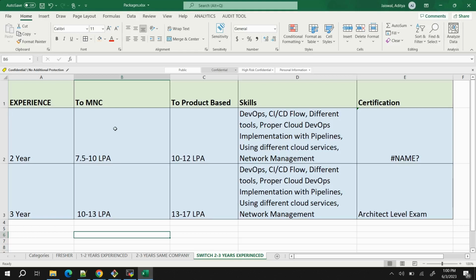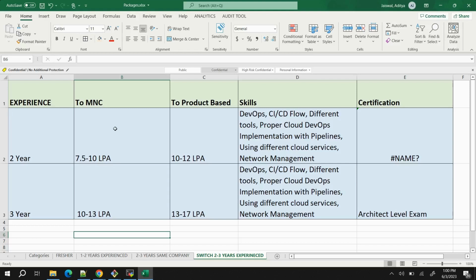So if you are getting, let's say, 4.5, you can reach till 9 or 10. In product base, same thing, based on your negotiation skills, you can reach 10 to 12 LPA. That is the maximum case I'm talking about, that is the max you can get. Again, skills will be a little bit different. You'll be becoming proficient with network management and other resources.